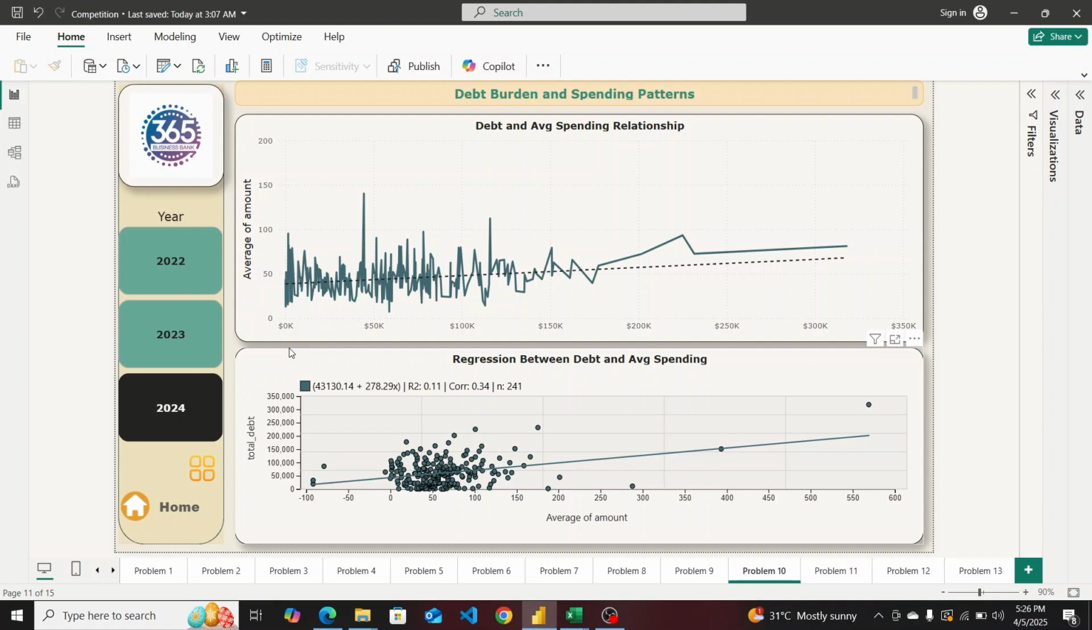This is problem 10, which is debt burden and the spending pattern. So there's an average amount of spending. It shows that as the debt increases, the average amount of spending also increases. This is the trend line, which shows the upward relationship. This is a regression between the debt and the average spending, and the average amount of spending increases when the debt increases. The correlation between them is about 0.34, and R square is 0.11.